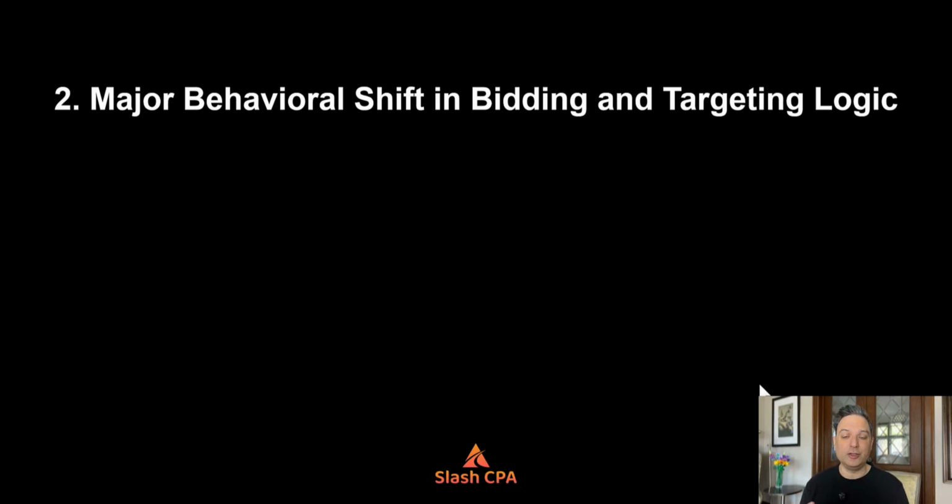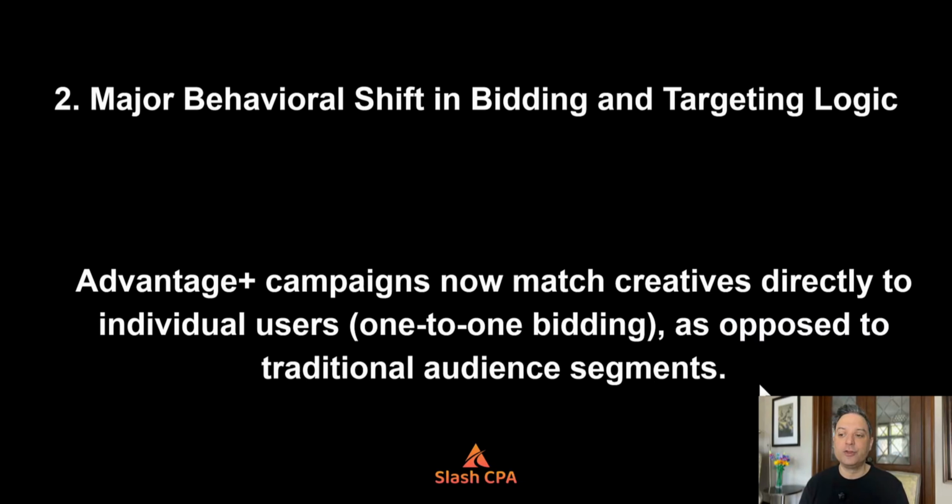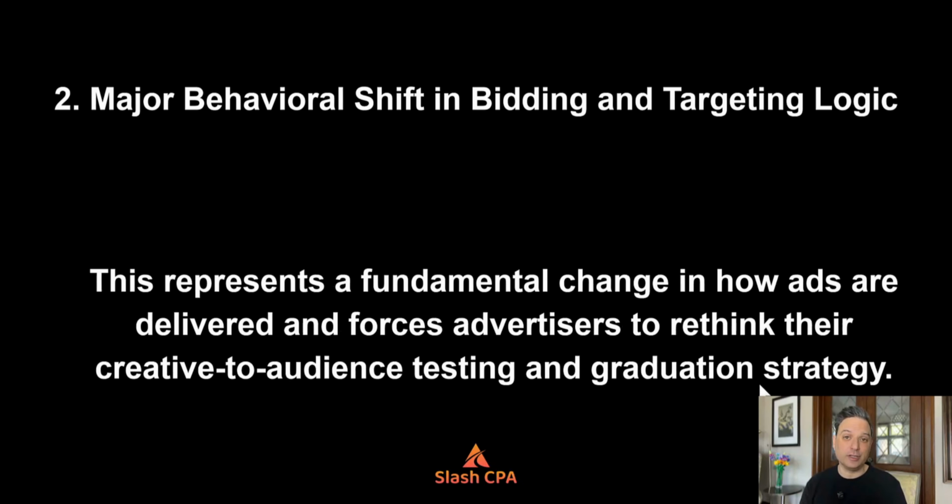The second big thing that you can do, new strategy for Facebook in 2025, is there's been a major behavioral shift in bidding and targeting logic. Now, the targeting is what I want to talk to you about as the bonus, but I will go through this right now because some of you will benefit from this. So Advantage Plus campaigns now match creatives directly to individual users. So that's one-to-one bidding, as opposed to traditional audience segments. And this represents a fundamental change in how ads are delivered and forces advertisers to rethink their creative to audience testing and graduation strategy. Hopefully that makes sense.